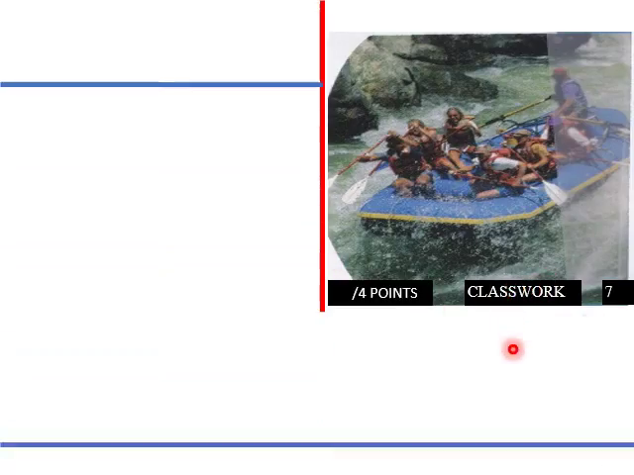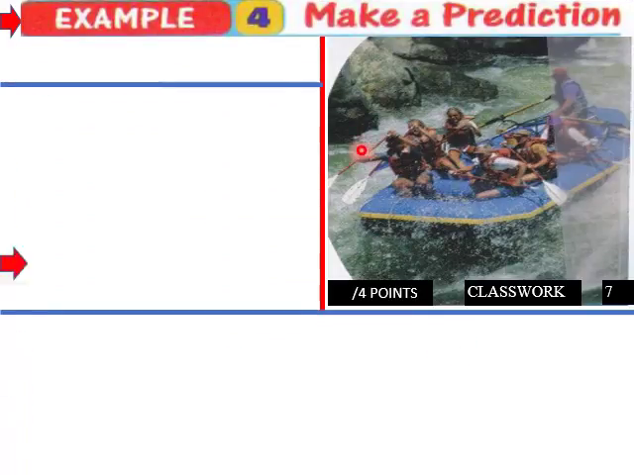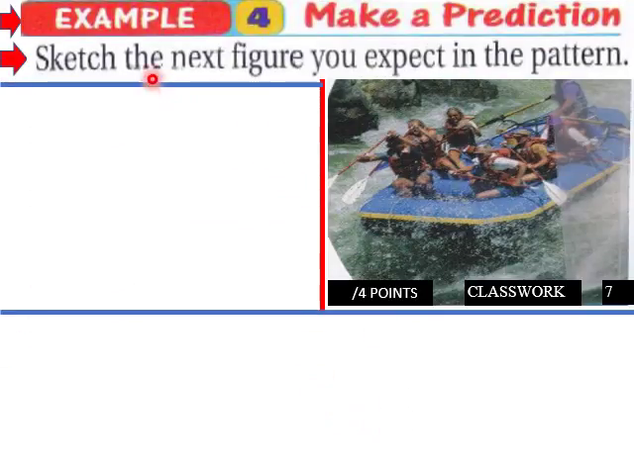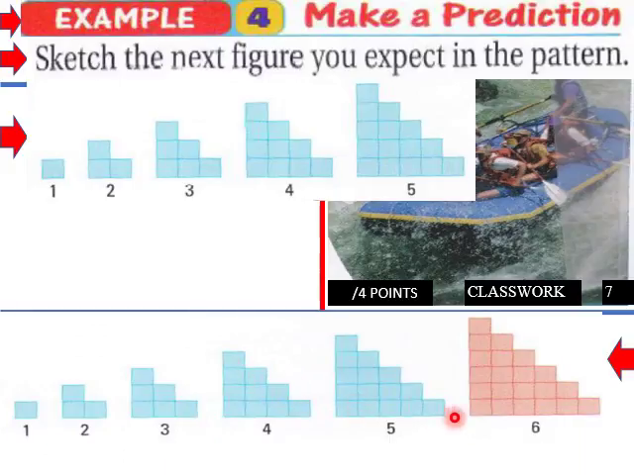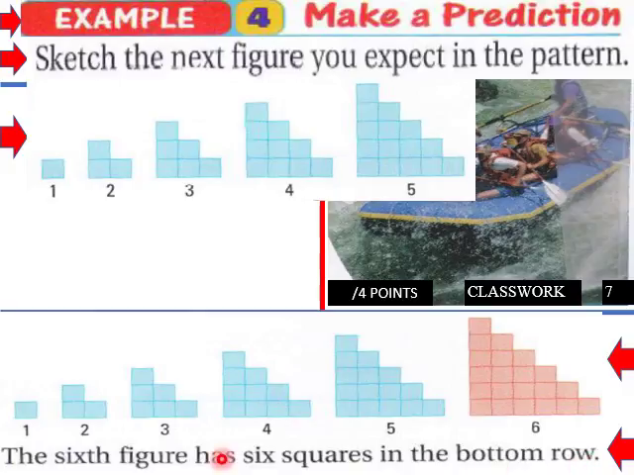Page 7 on your classwork sheet, students. Make a prediction. Sketch the next figure you expect in the pattern. So we have here, we go 1, 2 on our bases here. We start with 1 and then 2 blocks, 3 blocks, 4 blocks, 5 blocks. And then we build up like a stair step here. And then this is 6 down here, 1, 2, 3, 4, 5, 6. The 6th figure has 6 squares on the bottom row, and then we just stair step it up like that.